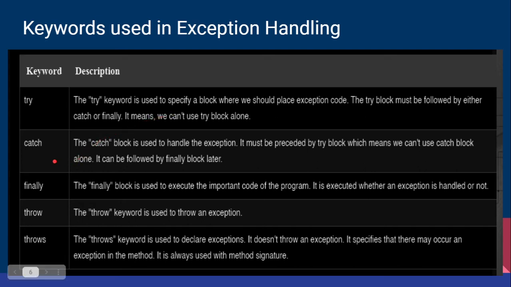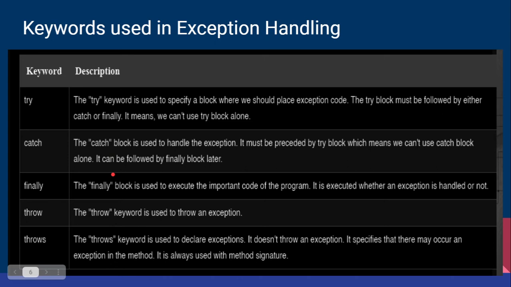And next is the catch keyword. The catch block is used to handle the exception. It must be preceded by the try block, which means we cannot use the catch block alone. It can be followed by the finally block later. That means try, catch and finally. So try comes first, catch comes next, and finally comes last.